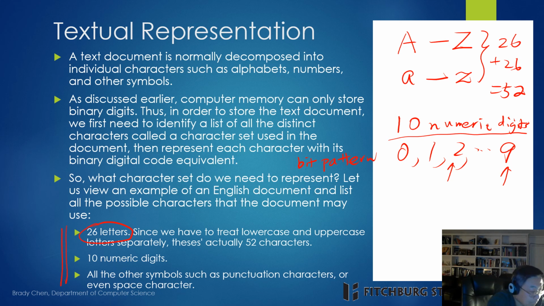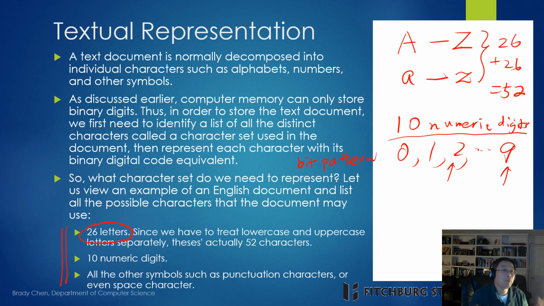Then we also need to map the other symbols, such as punctuation characters, factorial, backslash, forward slash, or even the space character. When we press the space bar, it seems like nothing is printed, but the space takes up space, so it's treated as a character as well. So these are the text representations.